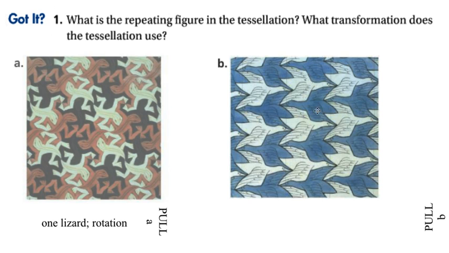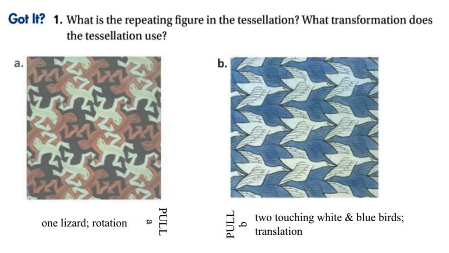How about this one over here? Well, I see a white bird going to the right, and then a blue bird that flies to the left, and that just repeats over and over and over again. That one looks like it's a translation. You'll see the white bird, and you can just move it to the right, or you can move it down by translating it. And the same thing with the blue bird. So it's the white and the blue birds, and that's definitely a translation.